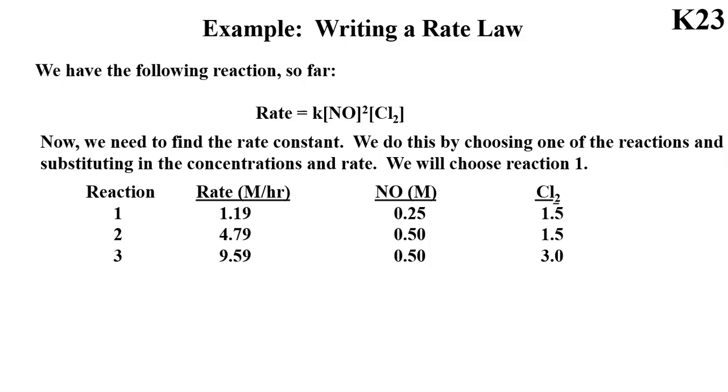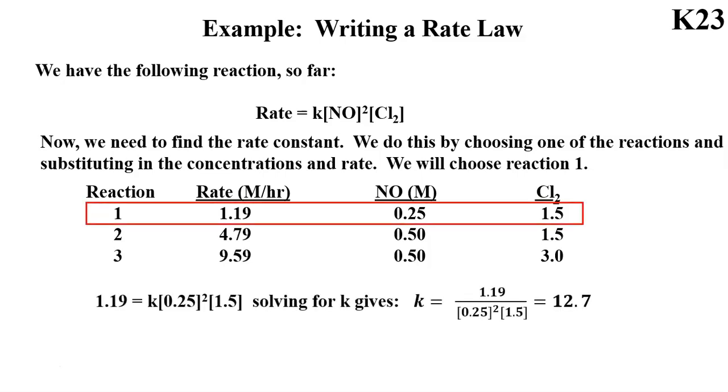And then we substitute the concentrations and rate. So we're going to choose reaction 1. This would make the rate equation look like this. The 1.19 is substituted for the word rate, equals K, that's what we're trying to find. And now we put in the actual concentration of NO, 0.25 squared, and now we put in the actual concentration of Cl2, 1.5. So you have one equation and one unknown, K, and you just do some basic algebra, and you'll come out with K equals 12.7.